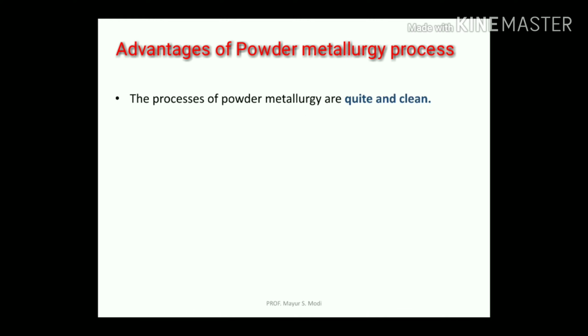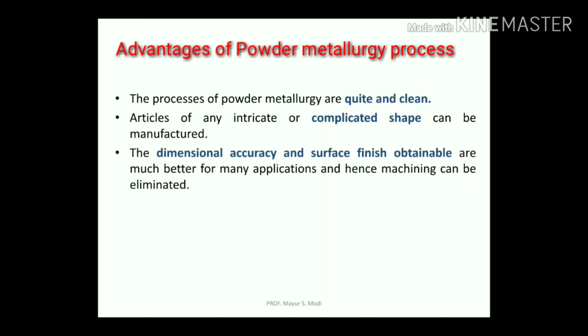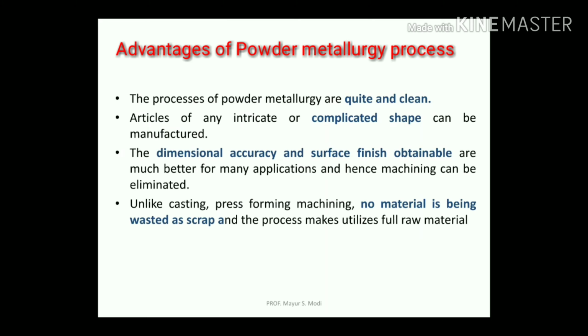The processes of powder metallurgy are quiet and clean. Articles of any intricate or complicated shape can be manufactured. So these are all advantages of the powder metallurgy process. The dimensional accuracy and surface finish obtainable are much better for many applications, and hence machining can be eliminated. Unlike casting, press forming and machining, no material is wasted as scrap, and the process makes full use of the raw materials. So you can have 100% utilization of the raw materials in finished products.